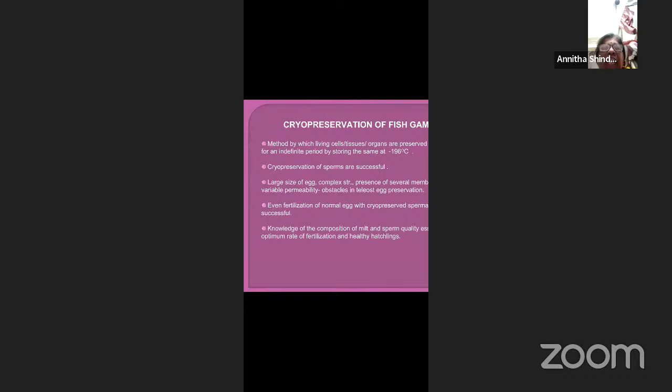Now, even fertilization of the normal egg with cryopreserved spermatozoa was not successful. So knowledge of the composition of the milk and the sperm quality is essential for the optimum rate of fertilization and healthy activity. See, though we are preserving the sperms, how far are those cryopreserved sperms successful? What they are saying is that even the fertilization of the normal egg with cryopreserved sperm has not been 100% successful. Only to some extent it was successful.